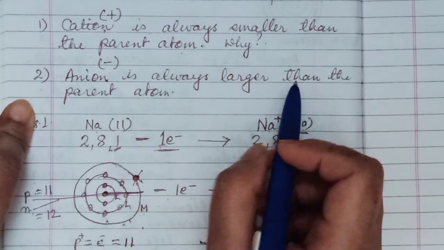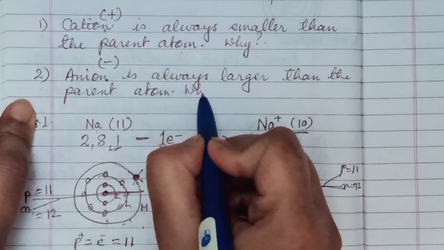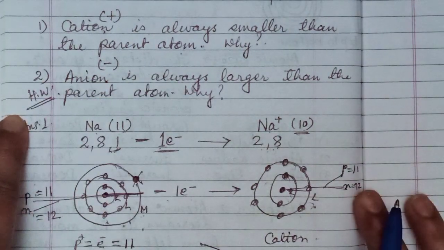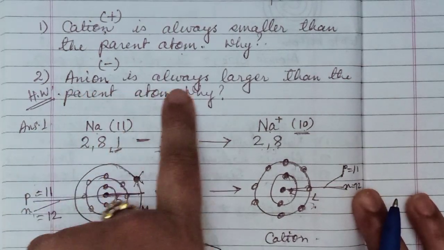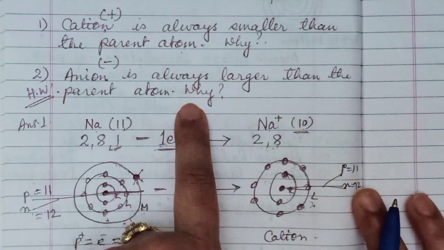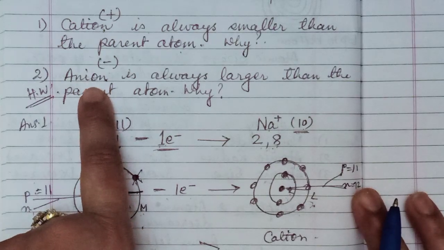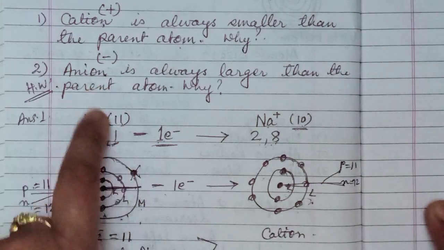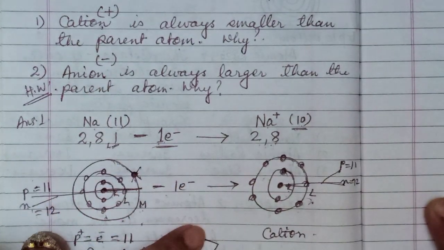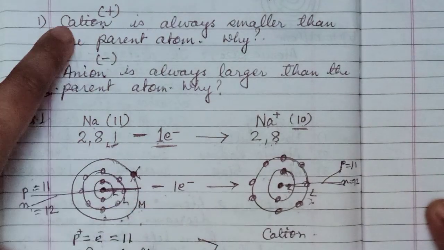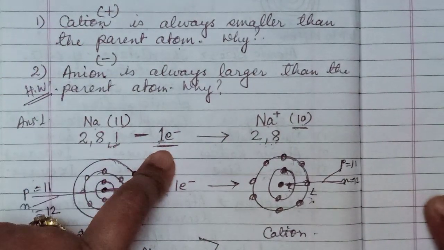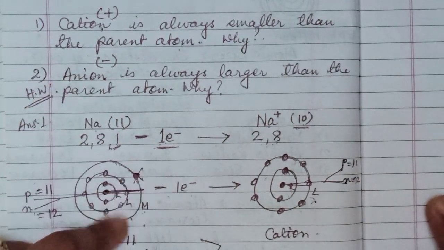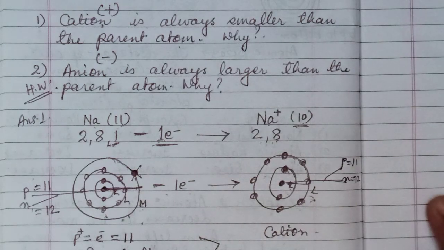Clear? Now the second one you will do by yourself, and you will tell me why an anion is always larger than the parent atom. Why is it always larger? This one is your homework. An anion is a negatively charged ion. I am giving you one hint. A negatively charged ion is formed by the addition of electrons, and a cation is formed by removal of electrons.